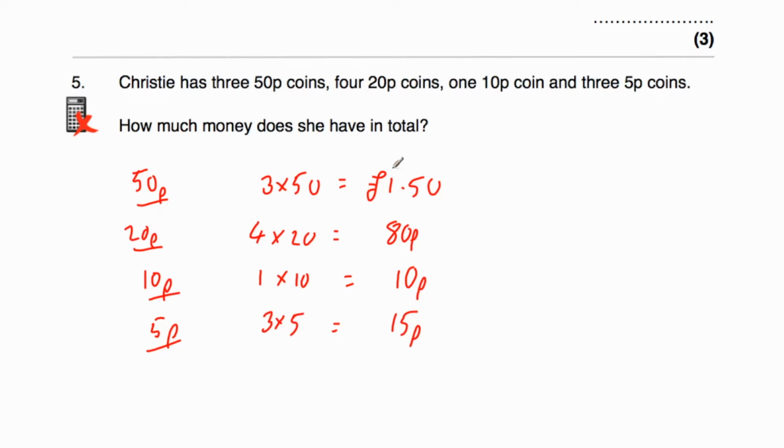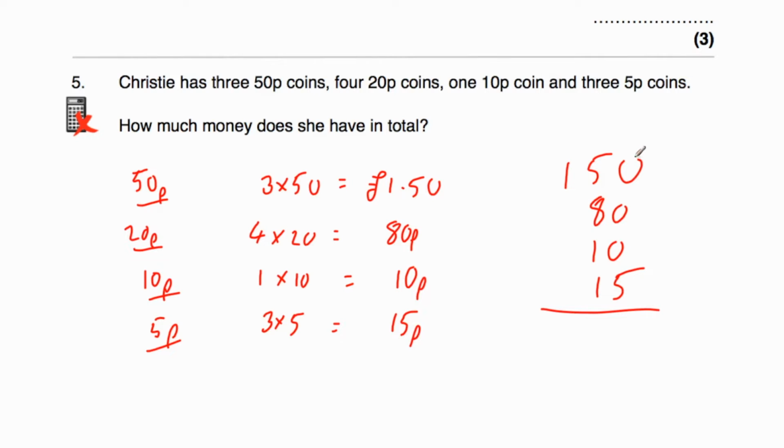So if we add together £1.50, how much money she's got in 50p's, the 80p, which is what she's got in 20p's, the 10p in 10p's, and 15p in 5p's, if we add those amounts of money up, that'll tell us how much money Christy has in total. So let's add them up. 150 pence, 80 pence, 10p and 15p.